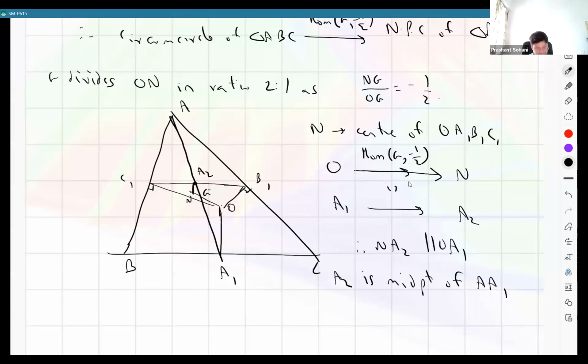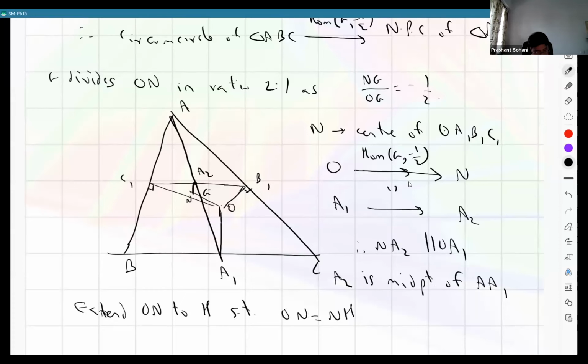Okay. So if I extend OA, not OA, extend ON to point H such that ON is equal to NH, right? So if I extend ON to a new point H such that N is the midpoint of OH. Okay. So then what we're going to get is that ONH is a system of three points such that one is the midpoint of the other, right?